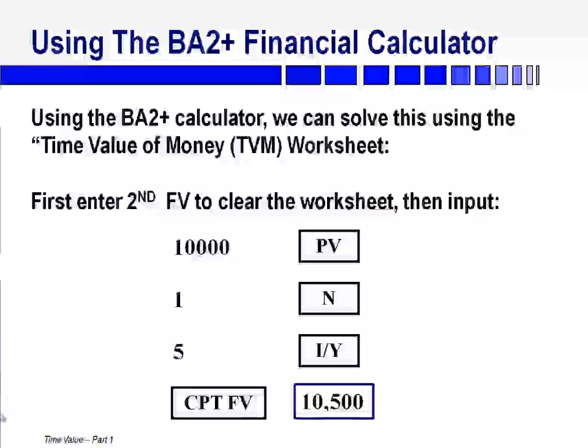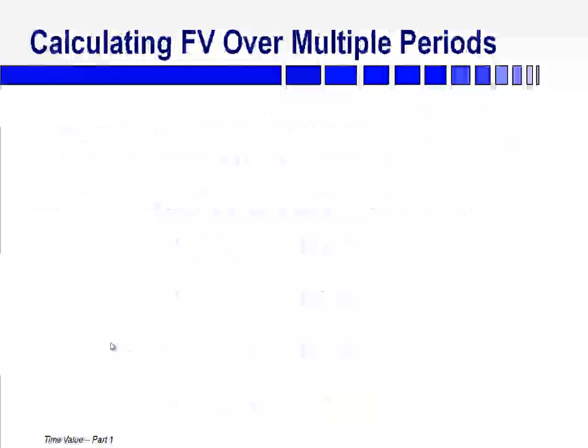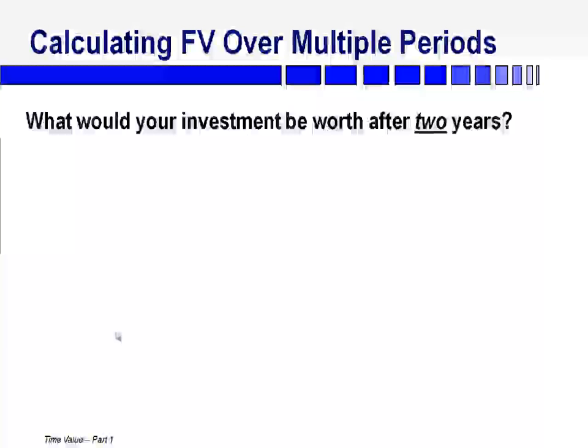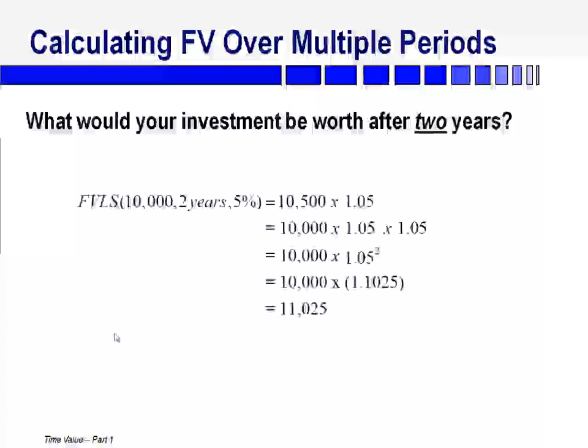All right, we've done that. A simple problem, 1 year, 5% interest, $10,000, and we end up with 10,500. Next, let's extend things to make things a little bit more interesting. Now let's calculate future value over multiple periods. So what would your investment be worth after 2 years? First, we'll do it using the time value formula.